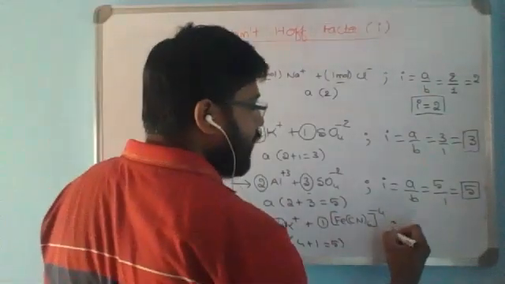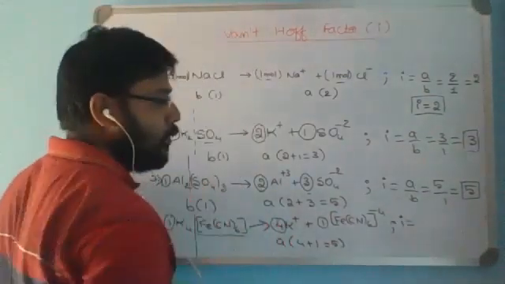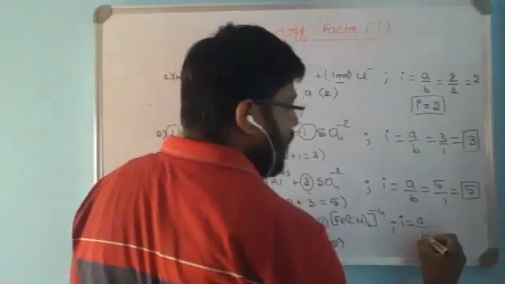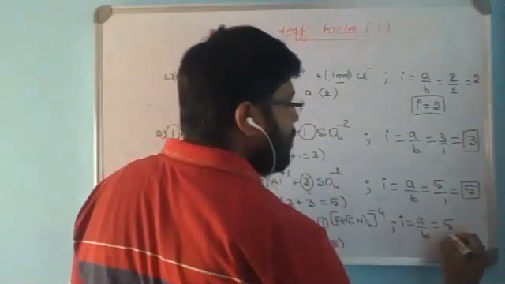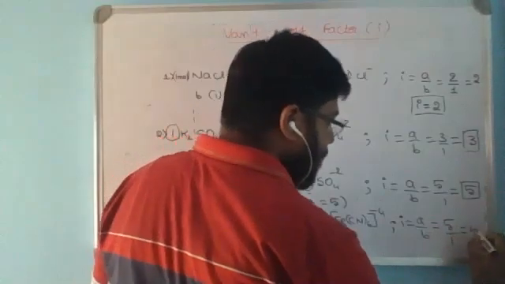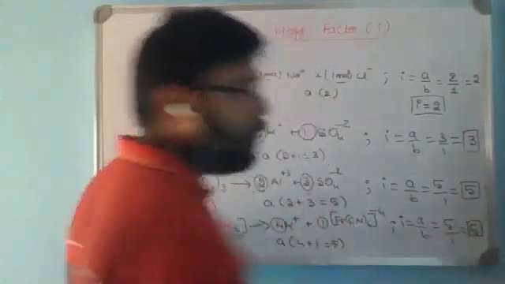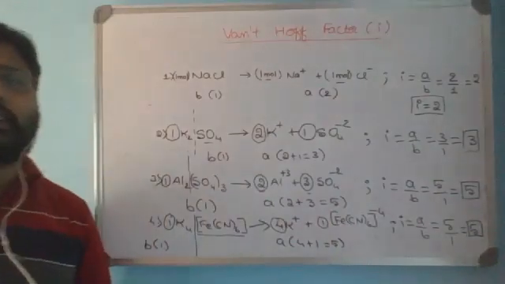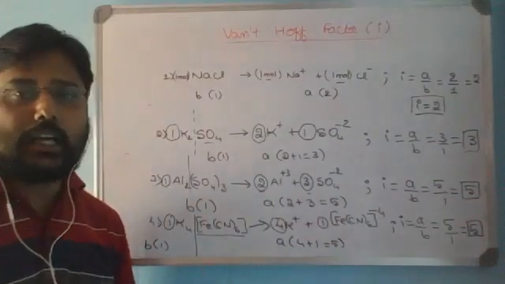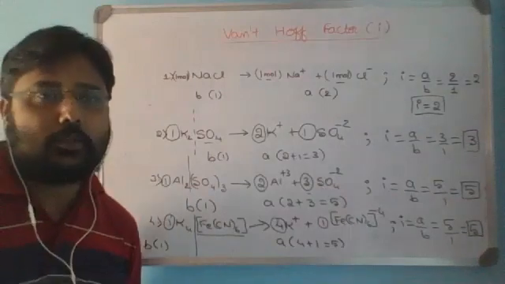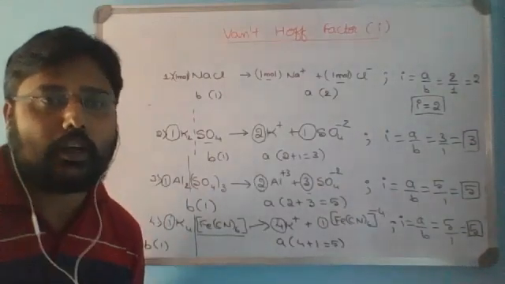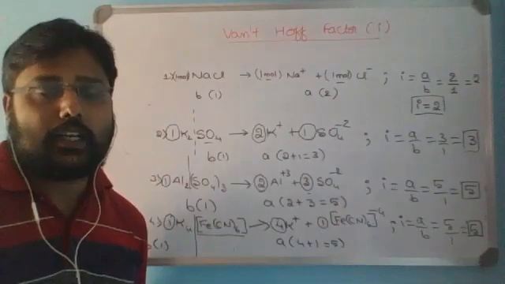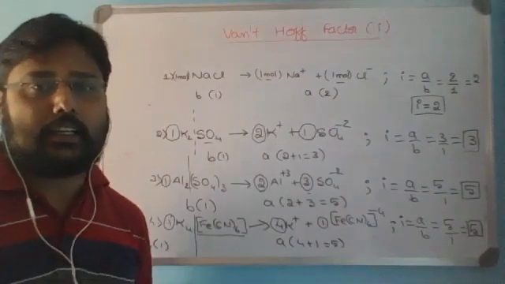Hence the Van't Hoff factor for the compound in solution is A by B. After dissociation 5, before dissociation 1, hence the i value is 5. So this is how for any solute in the solution we can calculate the Van't Hoff factor. Try with more examples. Any doubts or complications, we'll take them up in the next classes.